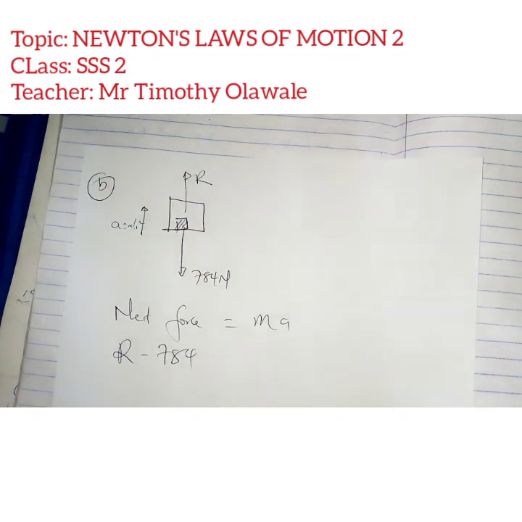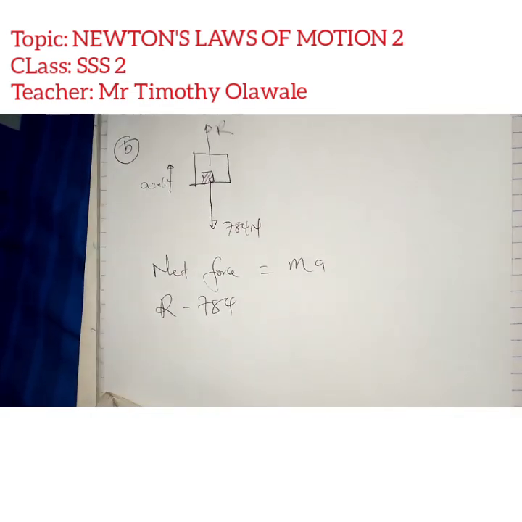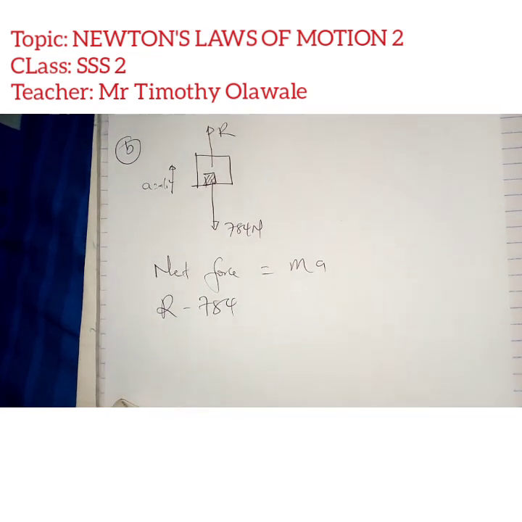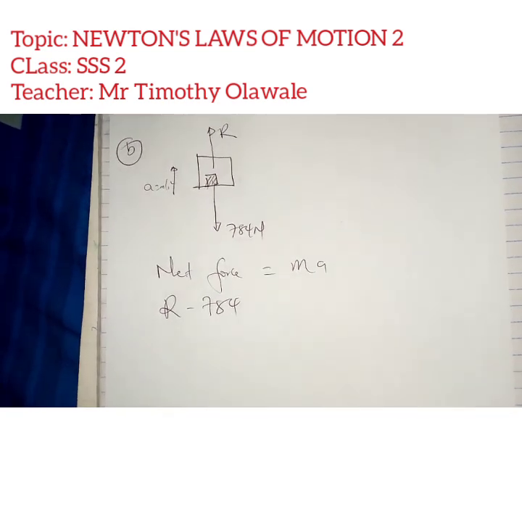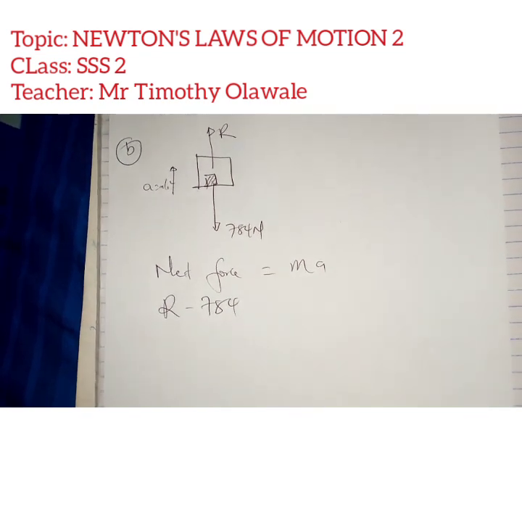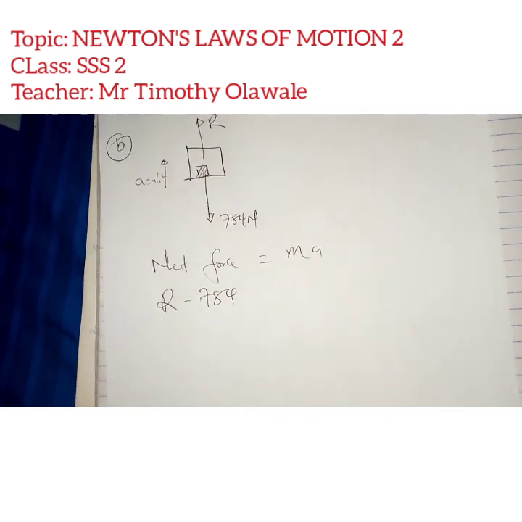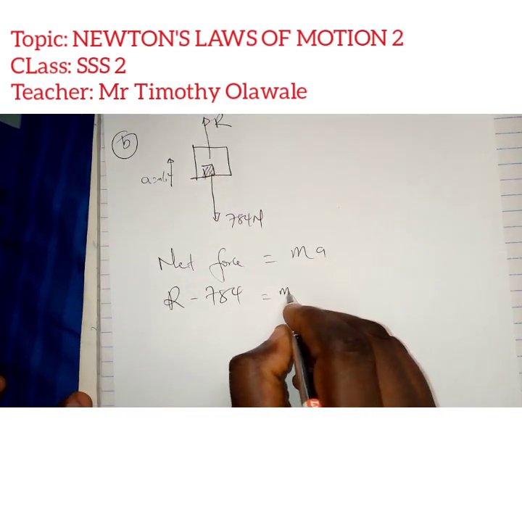The reason is because the question had already said that the lift is moving upwards. So that means that the reaction at that point would be greater than the weight, since it is moving upwards. Assuming the lift is moving downwards, the weight will take a higher value than the reaction. Do you get what I'm saying? So in that sense, because it is moving upward, that is why R came first. So it's R minus 784 equals ma.